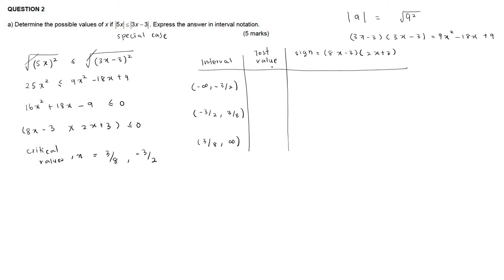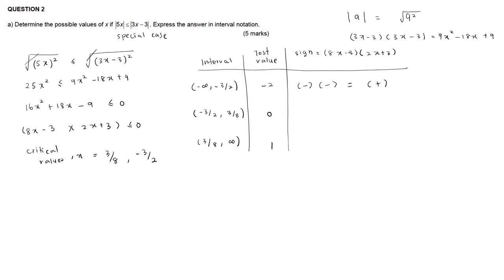Okay, test value: choose one test value from each interval, negative 2, 0 and 1. Okay, for the sign, let's substitute negative 2. Negative 2 multiplied by 8, negative 16, minus 3 is negative. Negative 2 multiplied by negative 4 plus 3 is also negative. Negative multiplied by negative, we get positive.